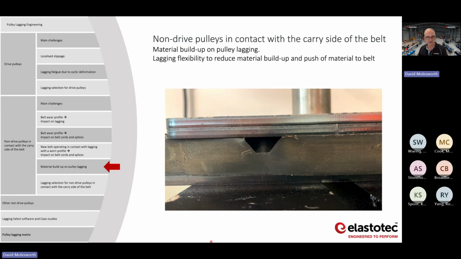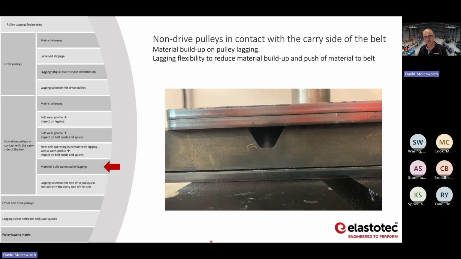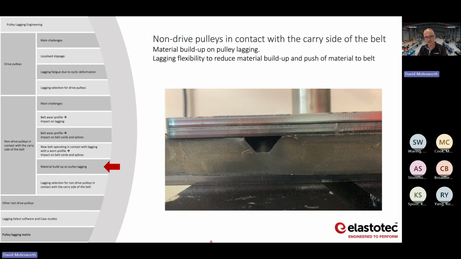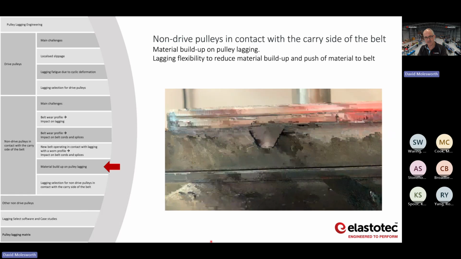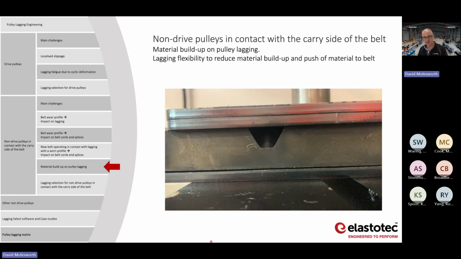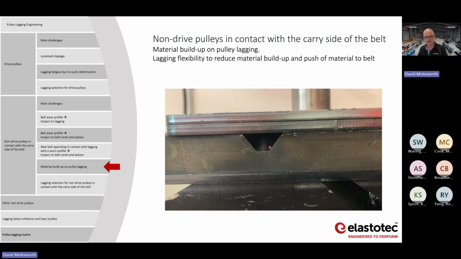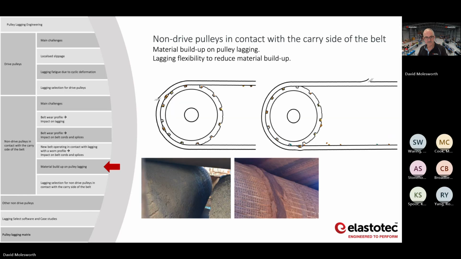This is just a little video to show how this works. So this is a flexible rubber lagging just in a press, just to show the way that it compresses and retracts each time it's loaded and unloaded. And then also the angle, you can see the angle of these grooves. It's designed to make it difficult for material to get trapped in there. So we basically promote, if you're trying to prevent buildup, you need to have a flexible lagging.